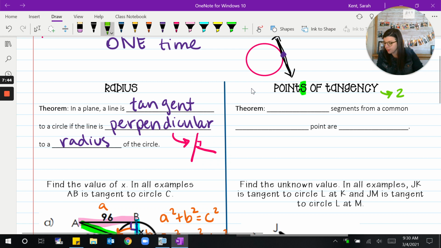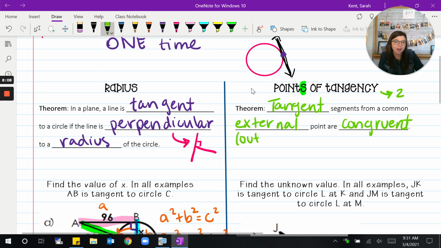So for this theorem, this talks about tangent segments from a common external point are congruent. So when we think about external, this is talking about outside of the circle. And congruent means they are going to be equal. They will be the same size. So let's look at some examples to see what this means.